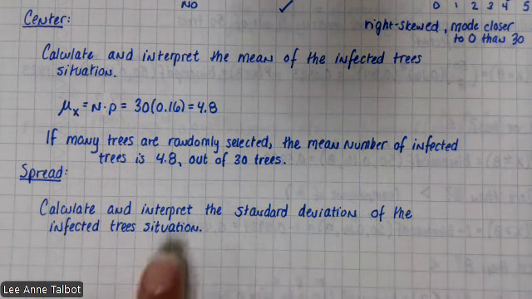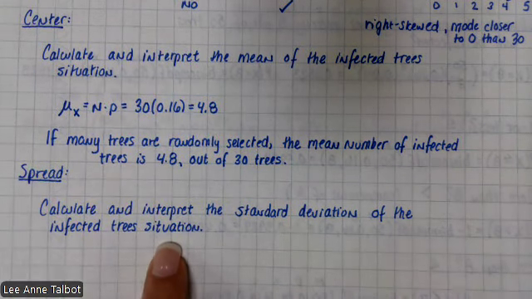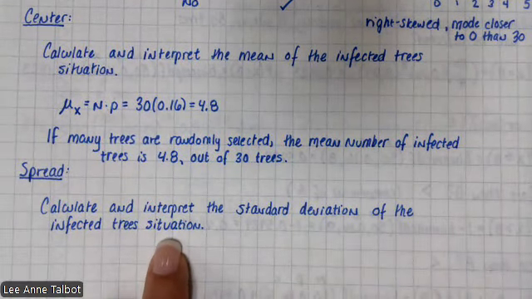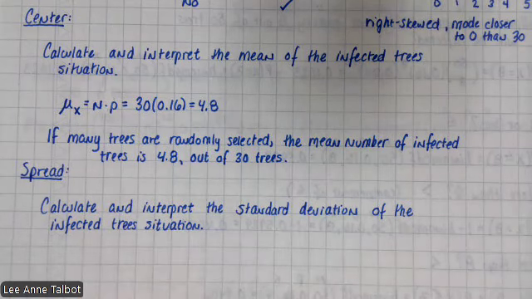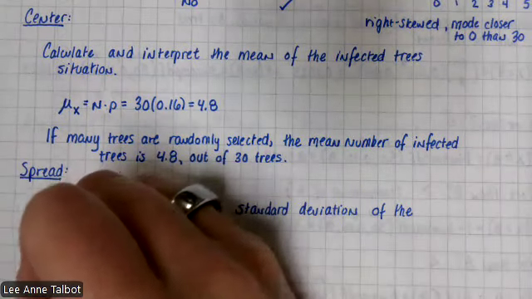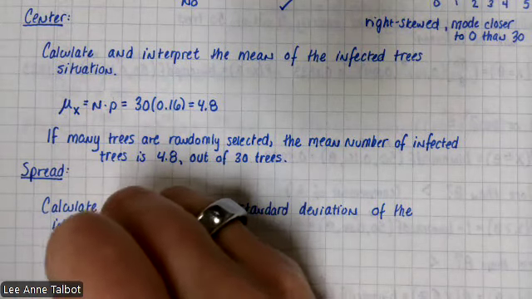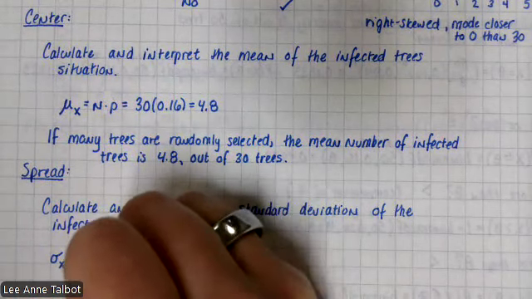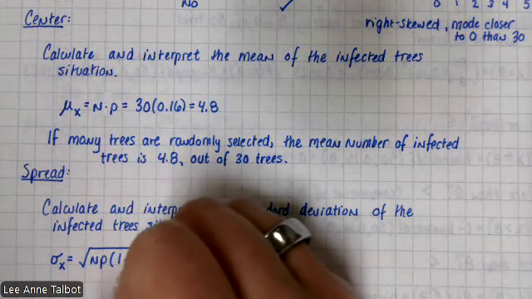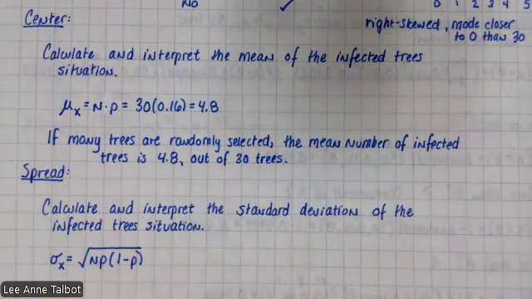Good. Okay. Now go back to your yellow sheet and find the standard deviation formula for binomial. Do you guys see it in your yellow sheet? Make sure you see it. Okay.